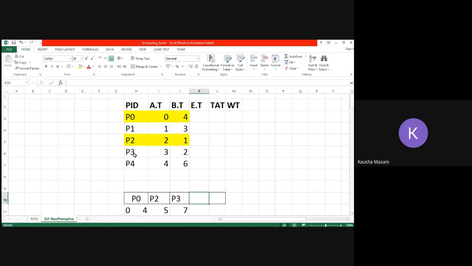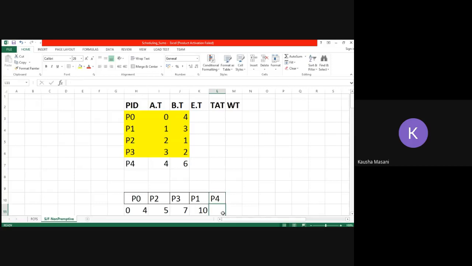P3. Now out of this P1 and P4, remaining least is what? This. 3 is the least burst time. So P1 will get scheduled again. So P1 plus 3, 7 plus 3, so 10, right? And at the end, this is also done. Now at the end, P4 remaining. So bring P4 to the ready queue, add 16. Okay, so that is the execution time.